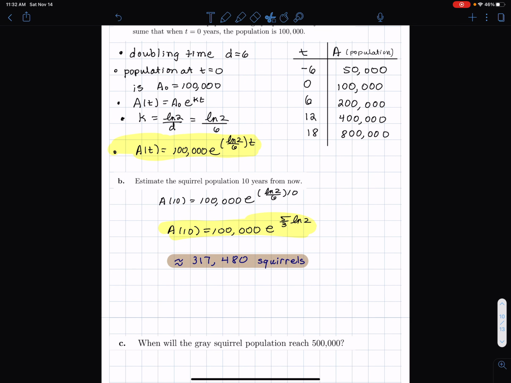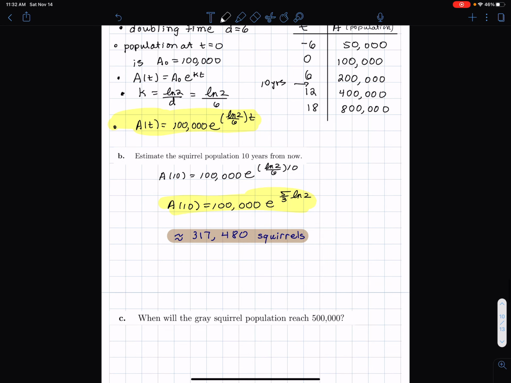10 years is somewhere in between here. Between 6 and 12, we know it's in between 6 and 12. And 300,000 to 317,000 is between 200,000 and 400,000. So just from that little rough chart I made, that seems to make sense.